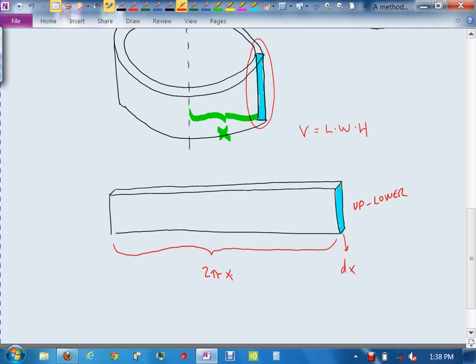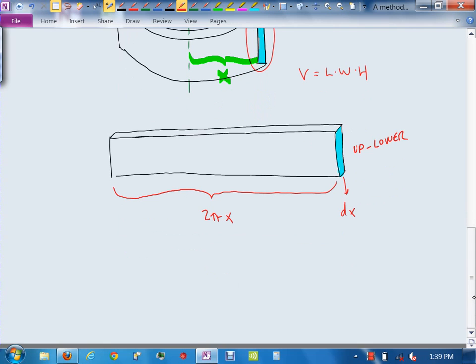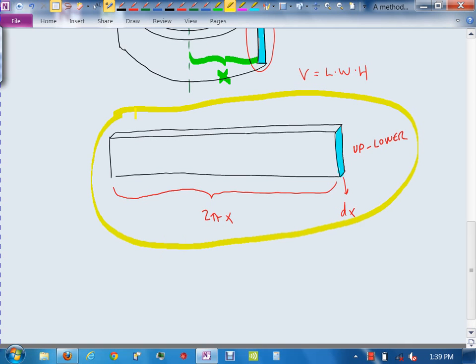So let's try and come up with a general formula for the rectangle. What would the volume be of just this piece, just this right here? The volume would be 2 pi x times upper minus lower dx.